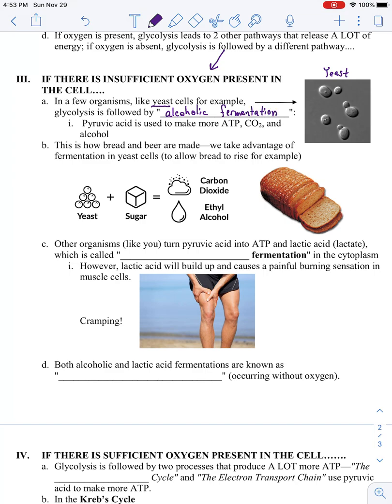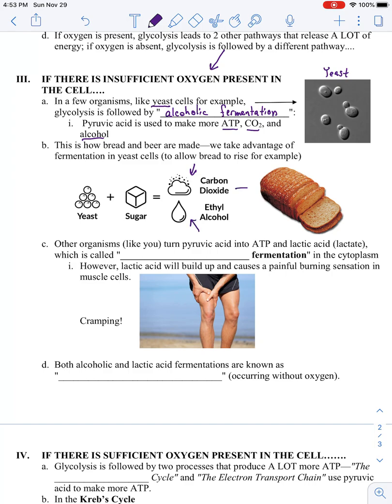And in alcoholic fermentation, pyruvic acid is used to make ATP, carbon dioxide, and alcohol. Now we, humans, have utilized alcoholic fermentation to make a wide variety of food products. Good examples are bread and beer. And we take yeast, we give it sugar, and we get carbon dioxide and ethyl alcohol as byproducts.